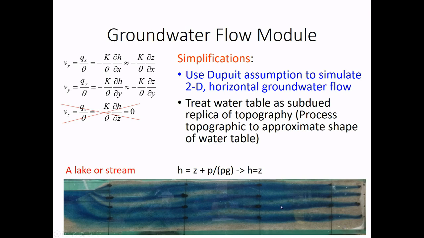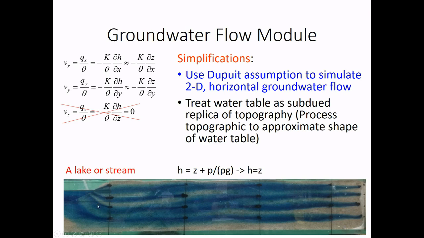This is a sandbox experiment we did before to illustrate the Dupuit assumption. This is a 3D sandbox, and we put dye at different locations and different depths, and we have groundwater flow through the sand filled in the sandbox. The groundwater flows from right to left, and here we create an artificial lake. It could also be a stream, and you can see the flow path. The flow path is pretty much horizontal, except near the lake, where there is a vertical flow.